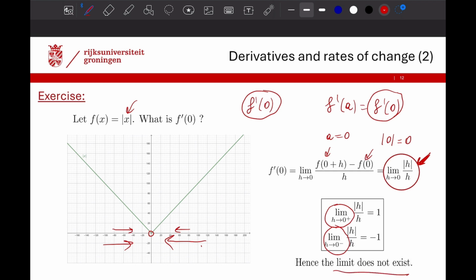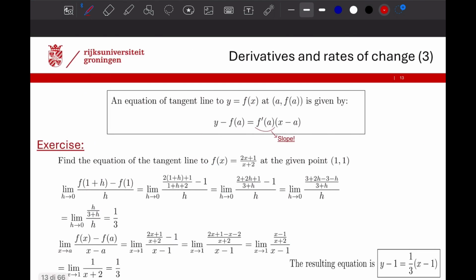This means that the limit does not exist. So this is just to stress, this example will come up a lot, even when we will be talking about continuity. It's just important. So do not take for granted, do not just assume that a derivative exists at all points, because sometimes that's just not the case.